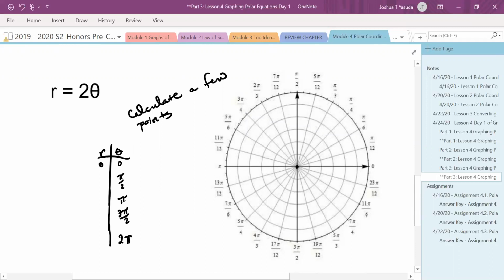Then if you plug in pi over 2, so 2 times pi over 2, that equals pi. What I'm saying is actually calculate out pi. So pi is roughly 3.14. So you're saying the radius is roughly 3.14 at pi over 2. This is the point that you want to plot, right? So now over in polar, you're going to go to pi over 2, and you're going to say 1, 2, 3, and then a little bit more, you're there.